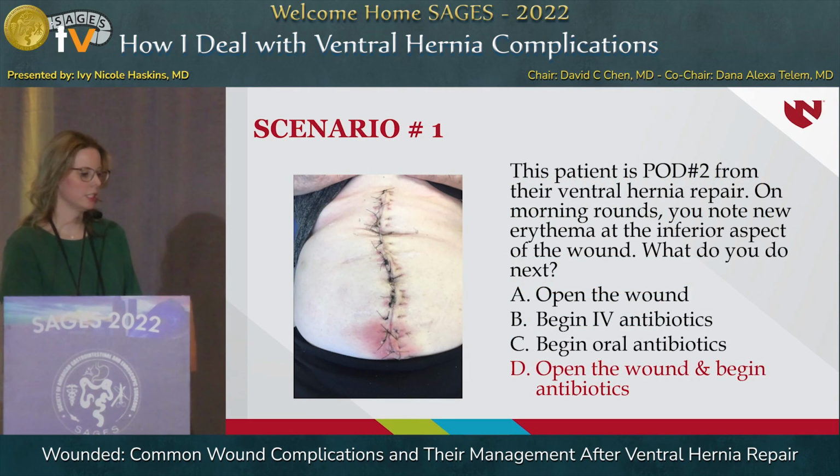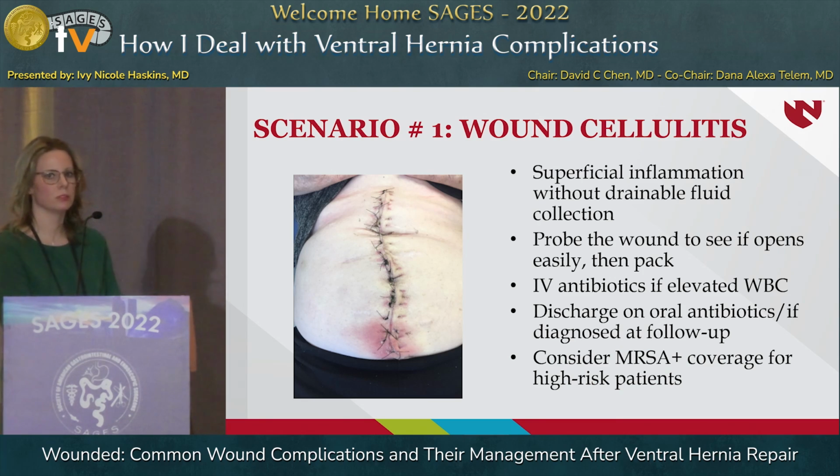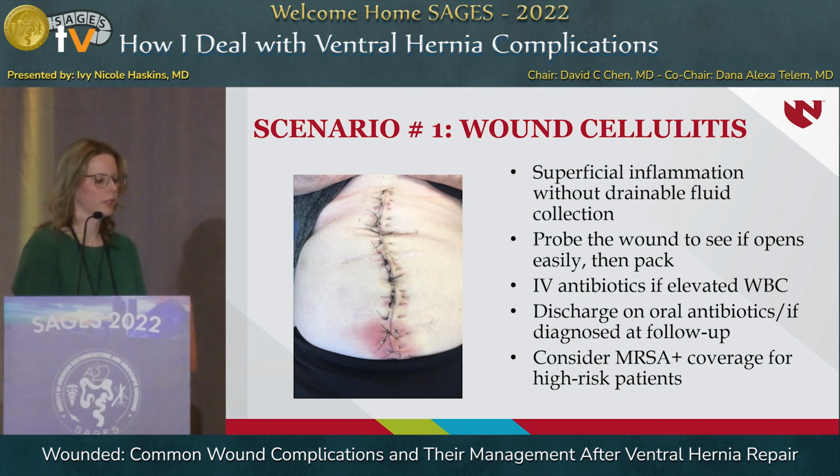So the answer is D, open the wound and begin antibiotics. This patient has wound cellulitis, which by definition is superficial inflammation without a drainable fluid collection. You always want to probe the wound to see if it opens easily and then pack that area. Typically, these patients have an elevated white blood cell count.